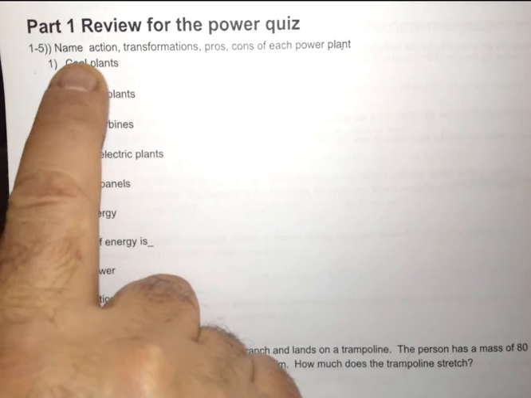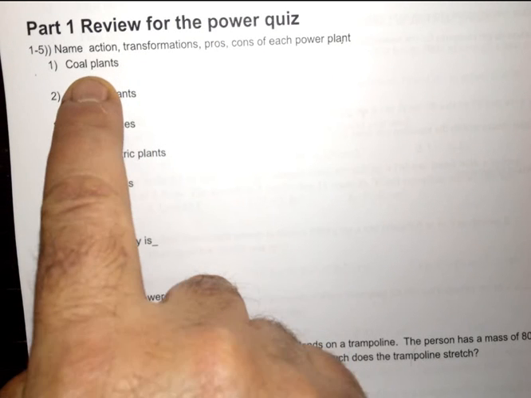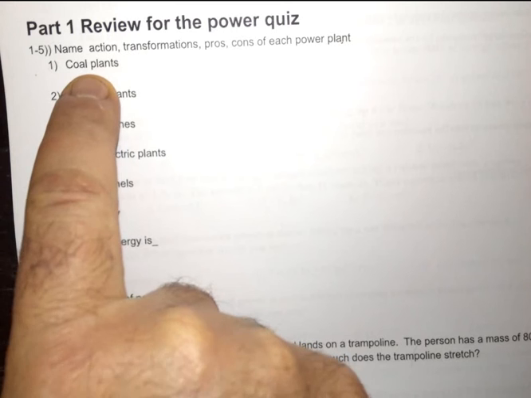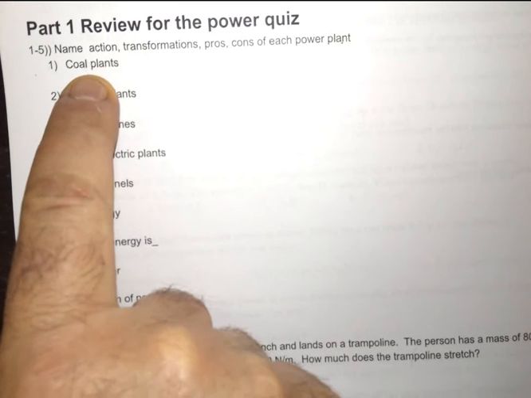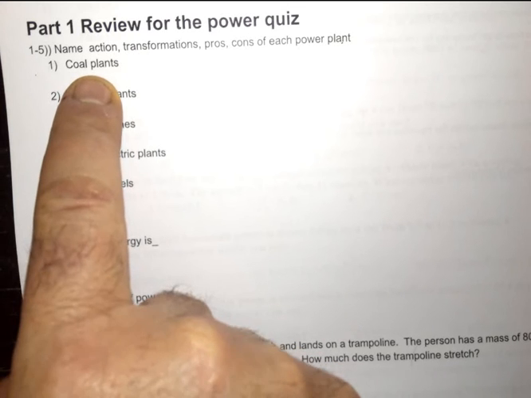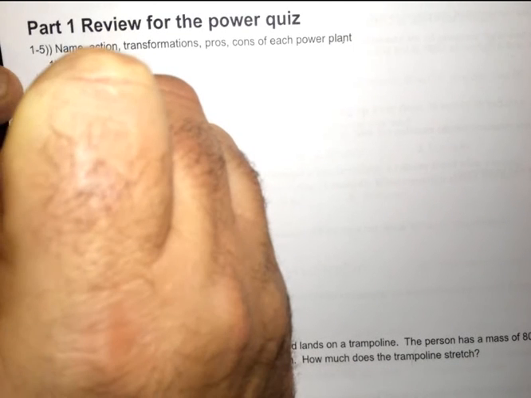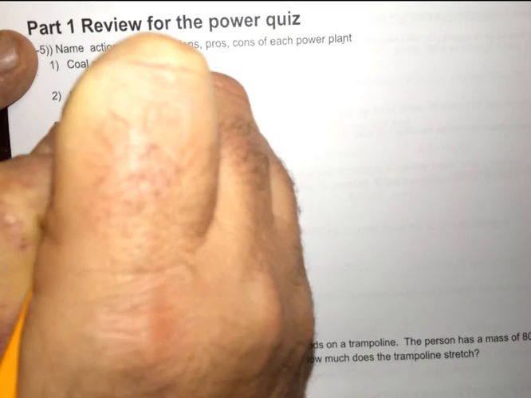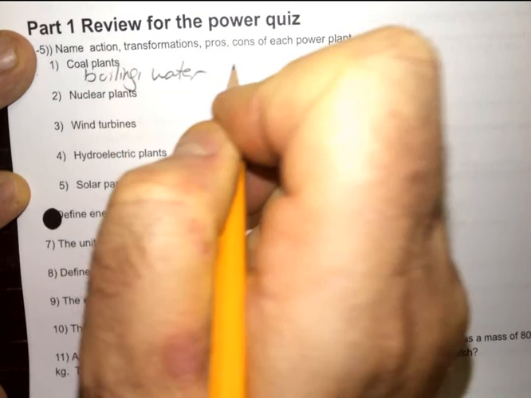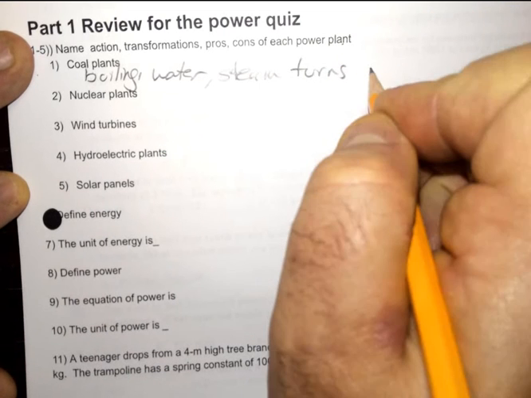Name the action, transformations, pros and cons of each power plant. So right now, think to yourself, what is happening in a coal plant in order to make electricity? What are the actions that I would see if I videotaped things going on in there? Think about that for a second. All right, and hopefully you said something like boiling water, steam turns a generator.